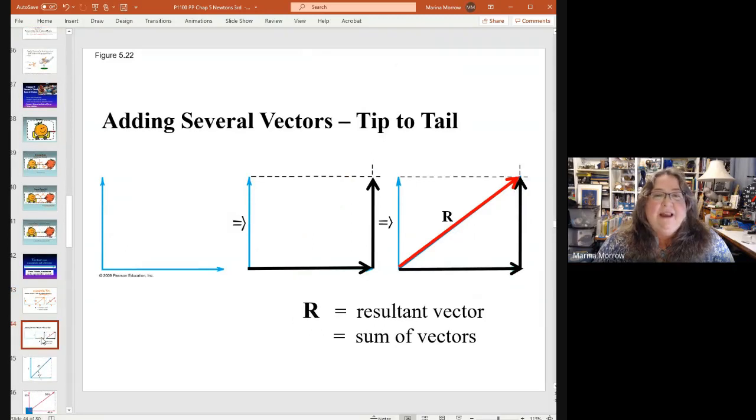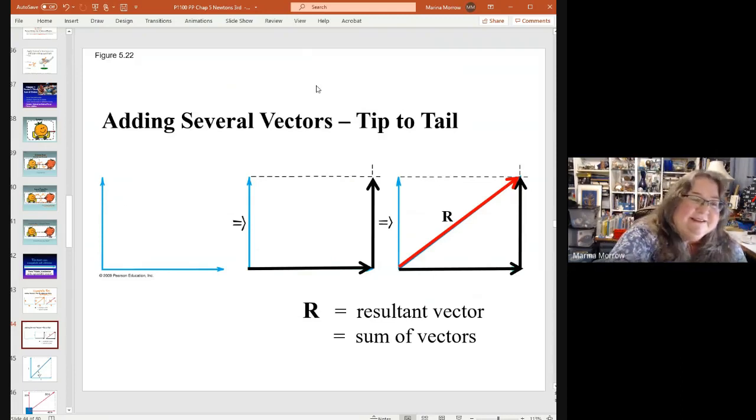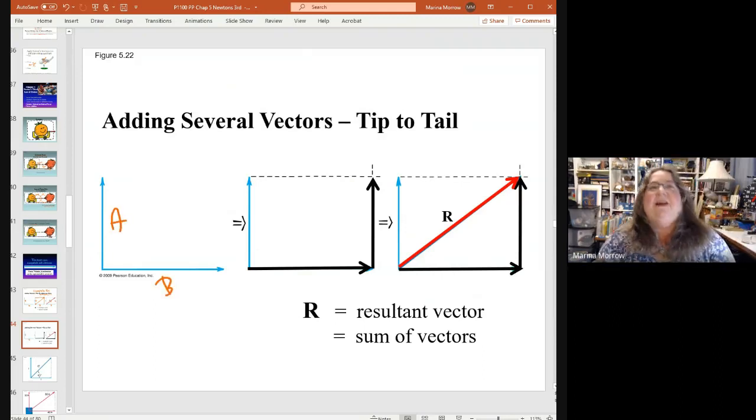Now, another way to do it is what's called tip to tail, or tail to tip. That's the one that a lot of physicists like. So you've got your two vectors, A and B. And why do physicists like it better? Because you can do it with many, many vectors, 3, 4, 5, 6. Whereas the parallelogram one is basically two at a time.